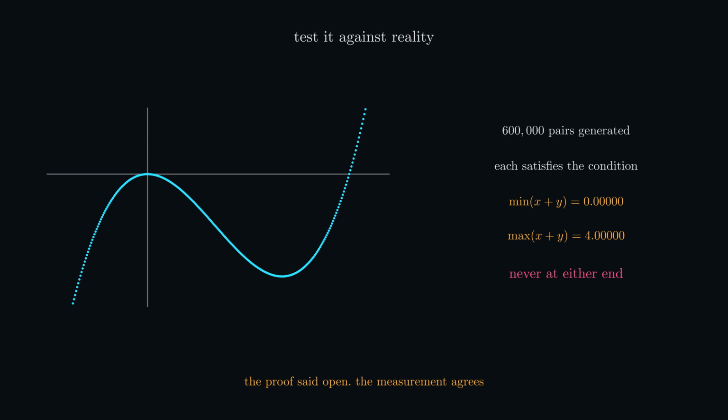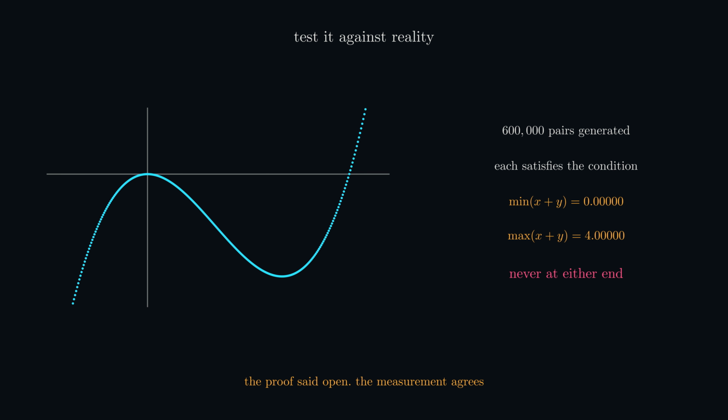Here is the experiment. Sweep the height across its entire allowed range, and at each height solve the cubic numerically to full precision. Keep the roots that are genuinely real and genuinely distinct, form every valid pair, and record their sum. 600,000 pairs. For every single one, we also verify the original condition directly. That x cubed minus 3x squared really does equal y cubed minus 3y squared before the sum is counted.